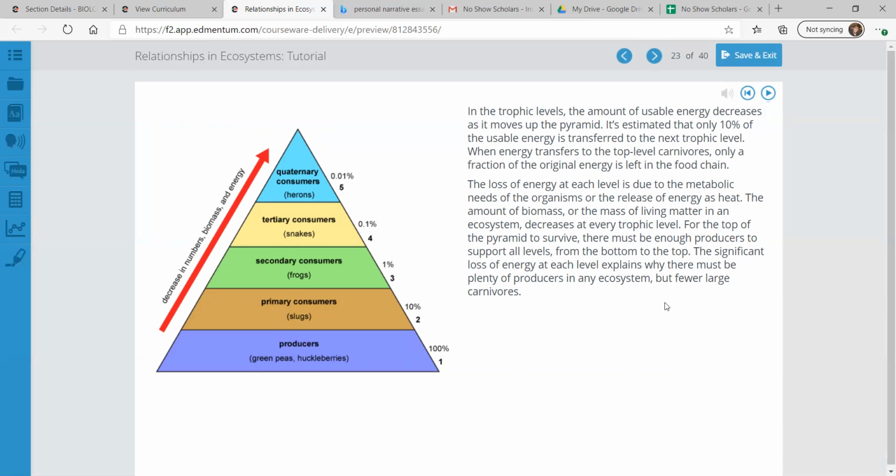For the top of the pyramid to survive, there must be enough producers to support all levels from the bottom to the top. This significant loss of energy at each level explains why there must be plenty of producers in an ecosystem, but fewer large carnivores. So producers are the most numerous in the ecosystem, while quaternary consumers, the top level carnivores, there's not very many of them.